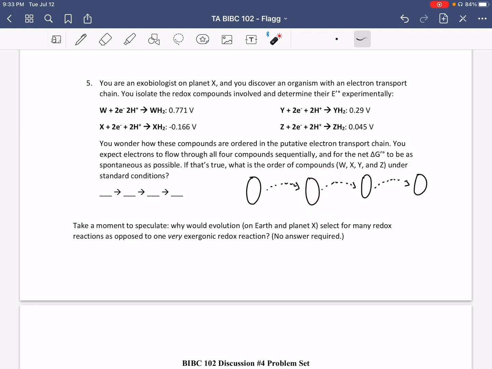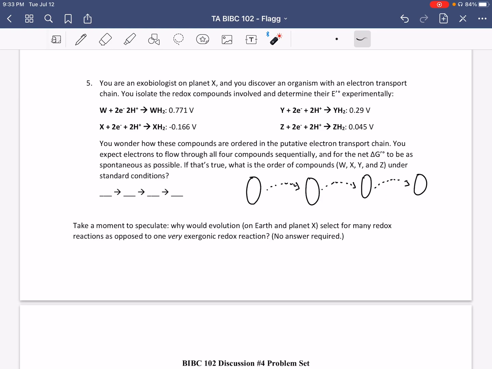So, with that logic in mind, let's think about what we want this farthest compound on the right to have. Do we want this to have a high and positive E prime naught, or a low and negative one? And in my mind, I would think, well, we would want it to have a large positive E prime naught, because if it did, it really wants to be reduced, so it would steal the electrons from this one. If this one had a slightly more positive E than this one, that'd be great because it would steal its electrons. And same for this one.